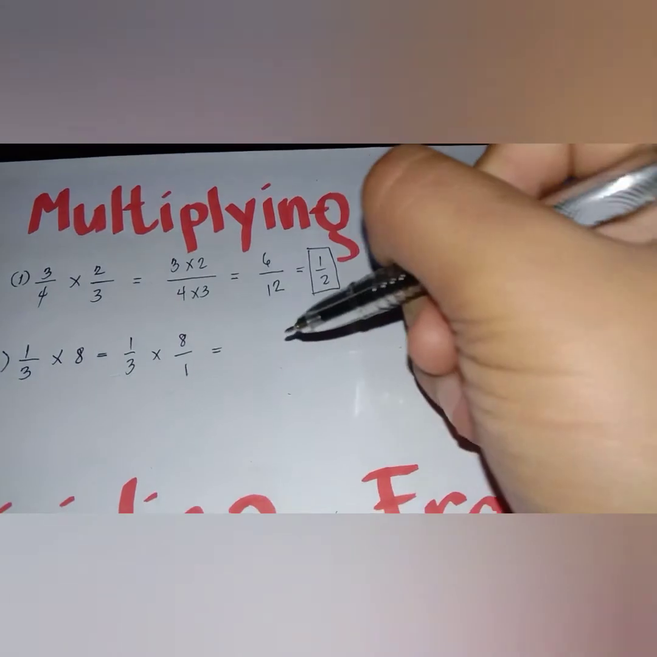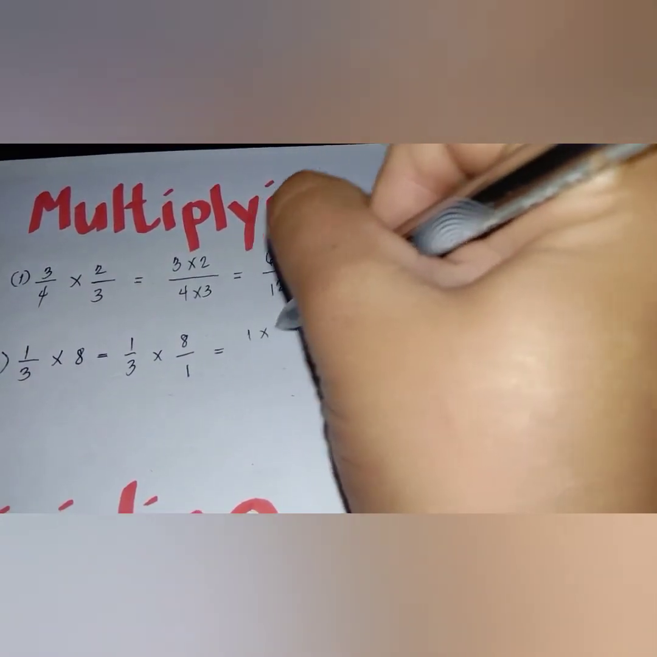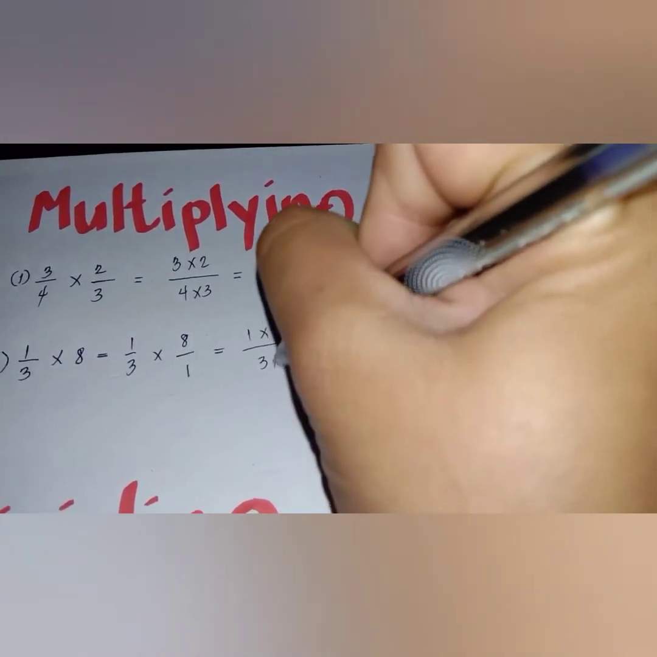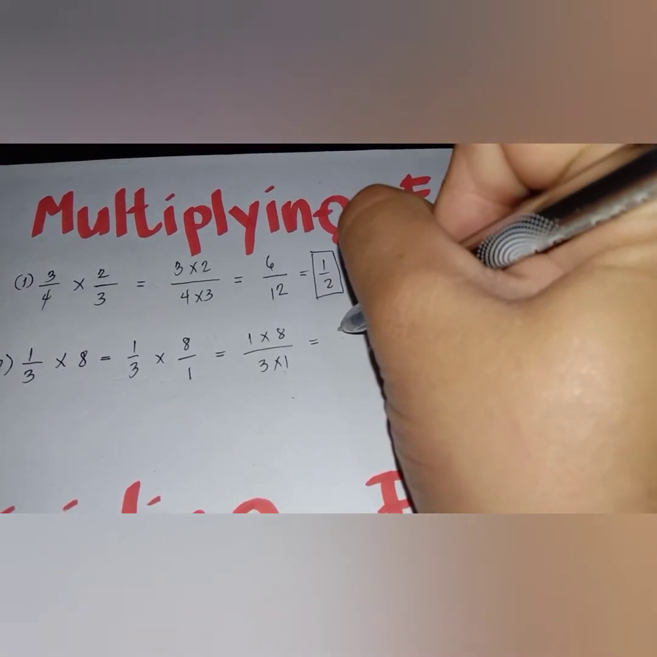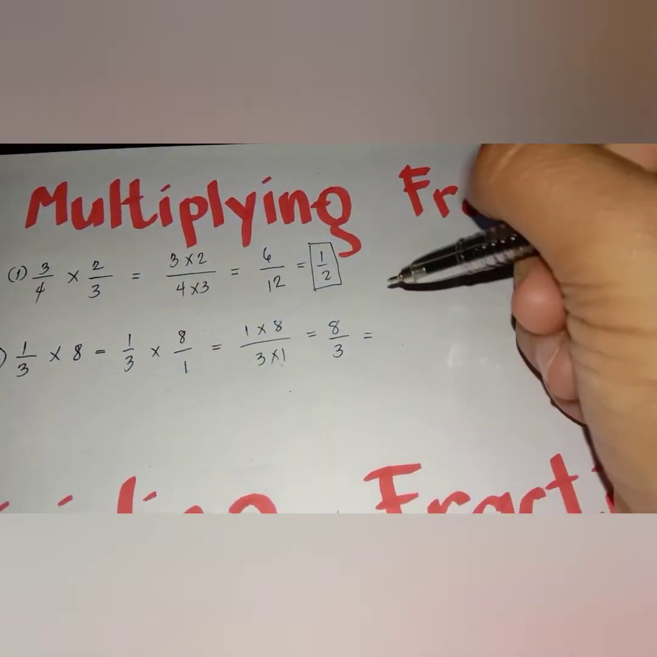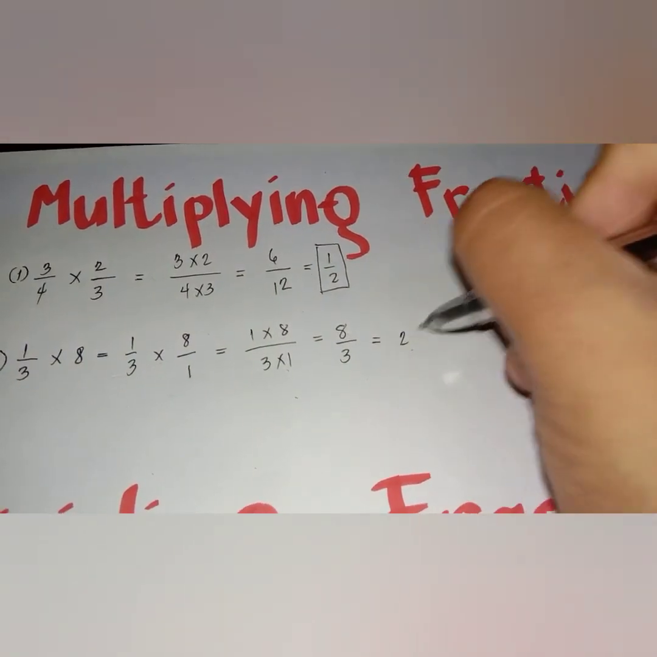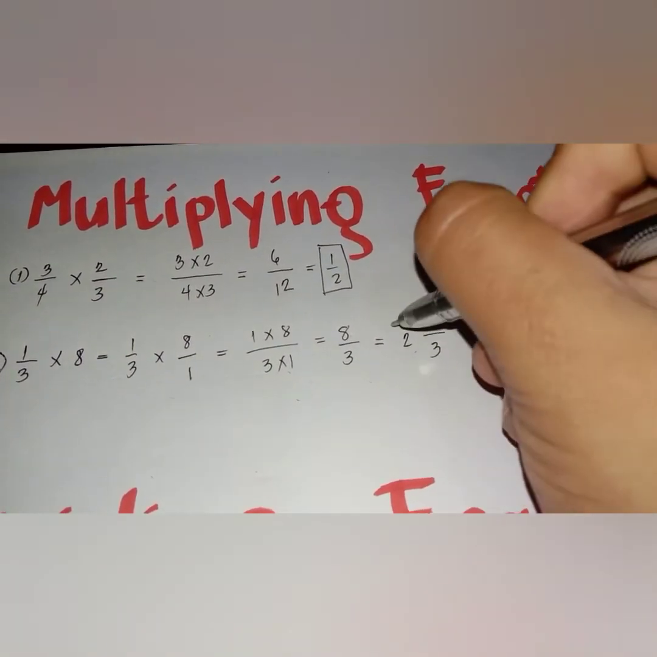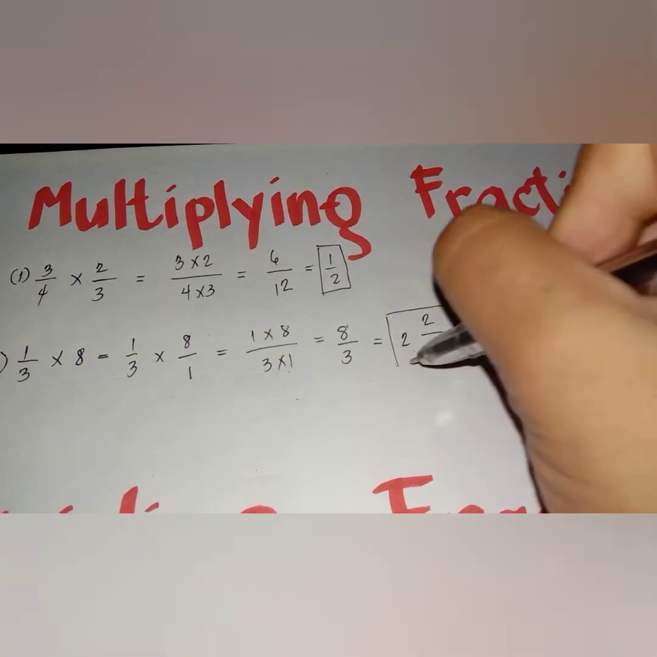Let's multiply 1 over 3 and 8. So 1 over 3 times 8 over 1, since 8 is a whole number. So the answer is 8 over 3. Then let's simplify it into a mixed fraction. So the final answer is 2 and 2/3.